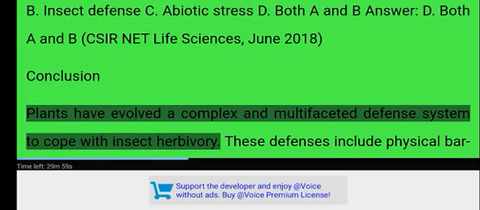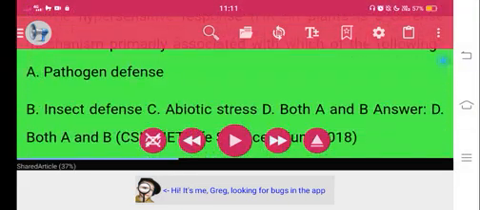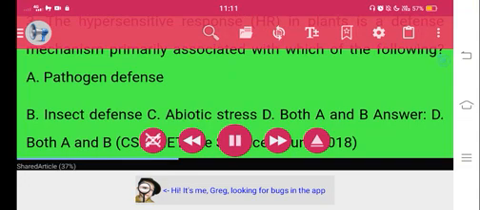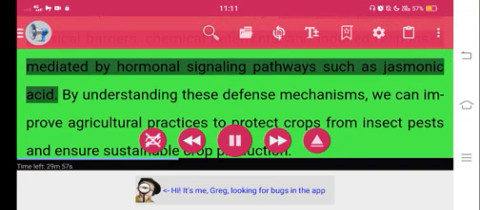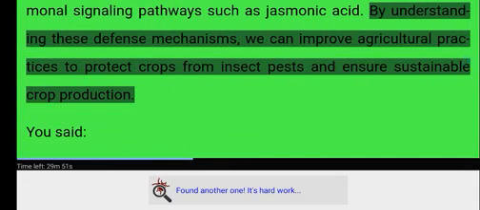Conclusion. Plants have evolved a complex and multifaceted defense system to cope with insect herbivores. These defenses include physical barriers, chemical deterrents, and induced responses mediated by hormonal pathways such as jasmonic acid. By understanding these defense mechanisms, we can improve agricultural practices to protect crops from insect pests and ensure sustainable crop production.